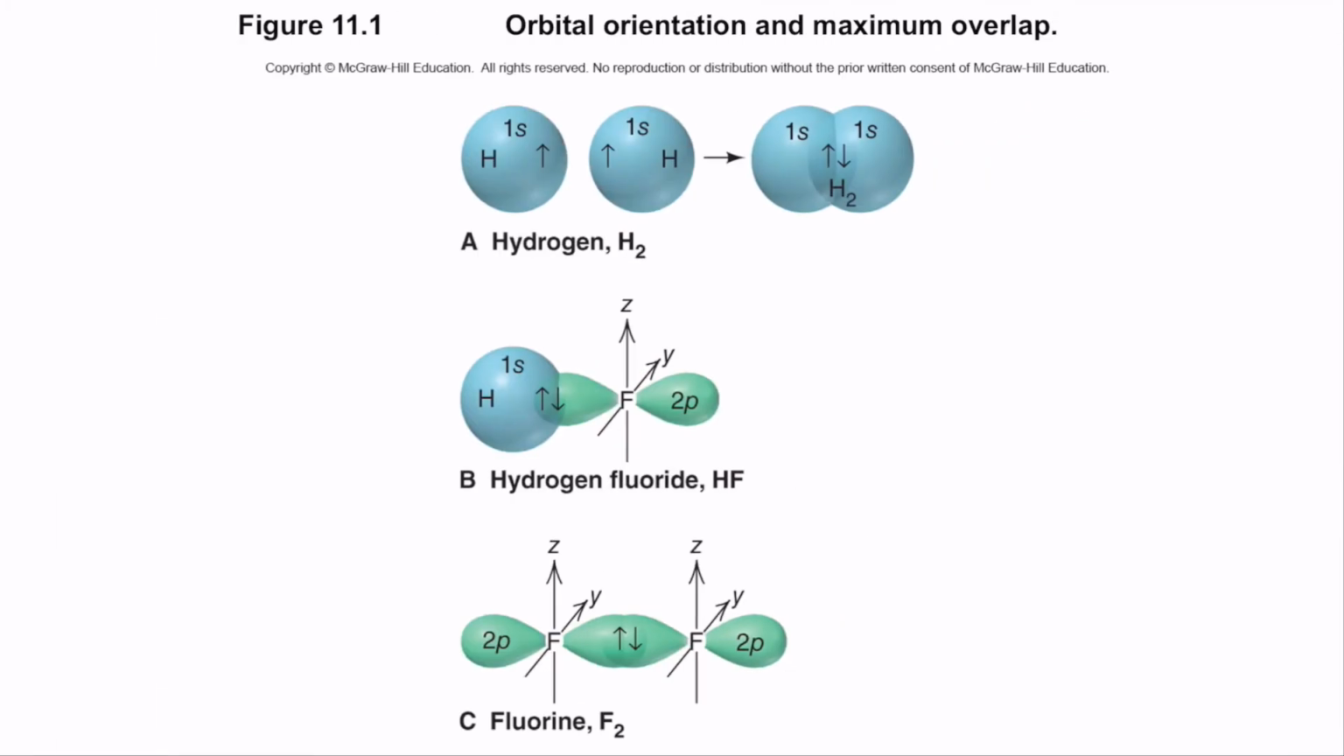For example, if you take hydrogens, each hydrogen has one electron, and when they combine together, the spin changes for one electron, resulting in the overlap region. The same thing happens when you have hydrogen fluoride. Here the valence electron is in the 1s orbital. For fluorine, the valence electron is in the 2p orbital. So when they combine, you get a region like this. When you have two fluorine atoms, again, two fluorines have 2p orbitals, so that results in 2p orbital overlap.